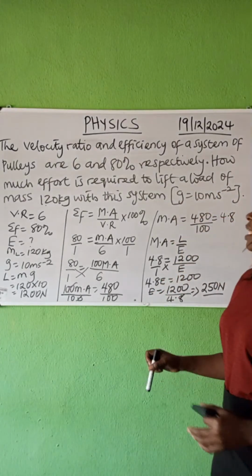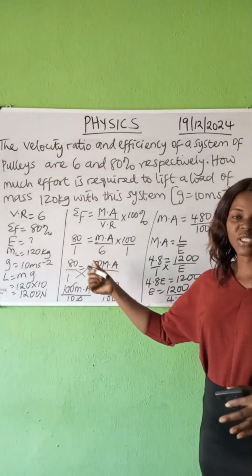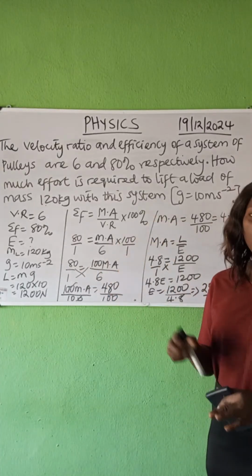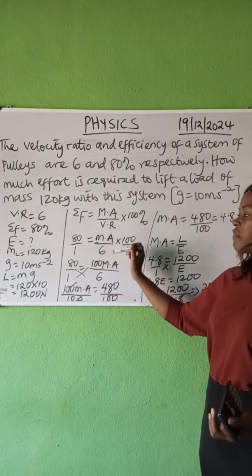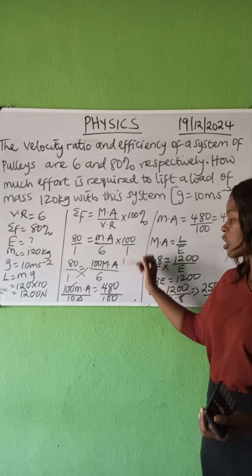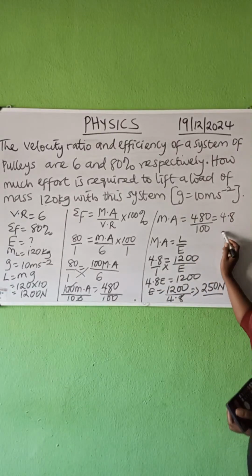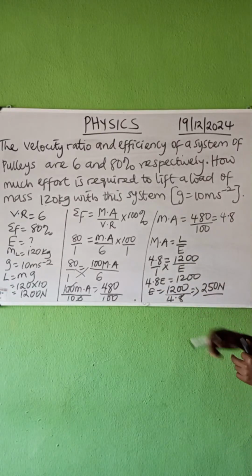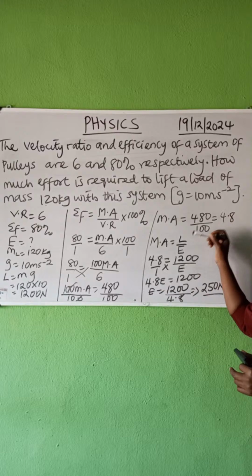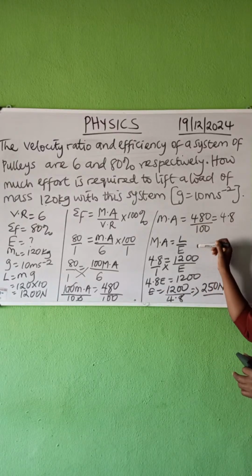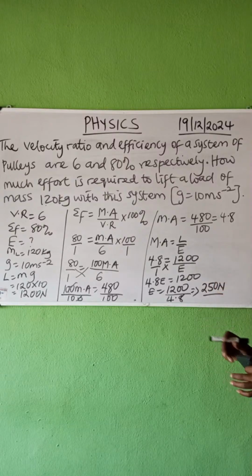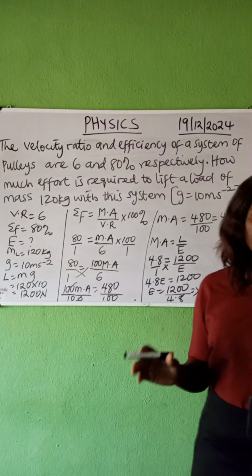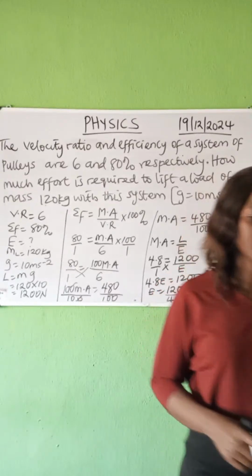All right. Now I can't just look for effort straight without looking for the mechanical advantage. So avoid making mistakes. What I'm going to do is substitute the values and make MA the subject, of which I got my answer to be 4.8. Then the next thing to do is to make E the subject, because mechanical advantage is equal to load over effort. By the time I put in the value of effort, my answer becomes 250 newtons. I hope that is clear. All right, put it down.